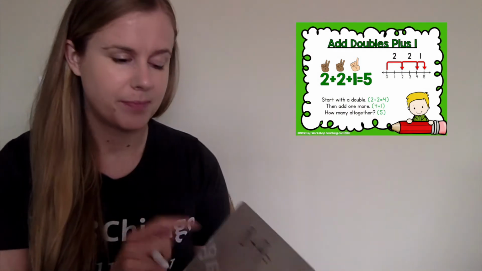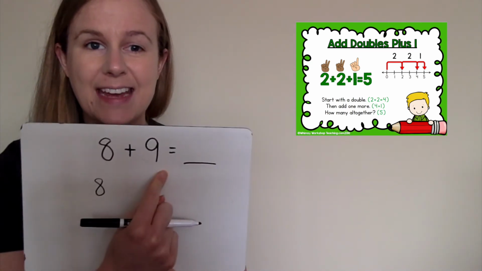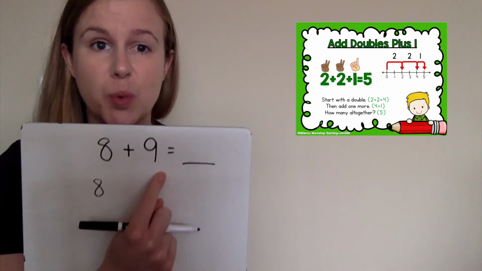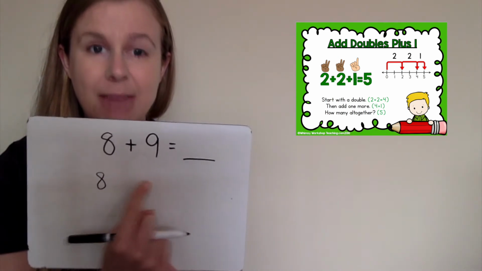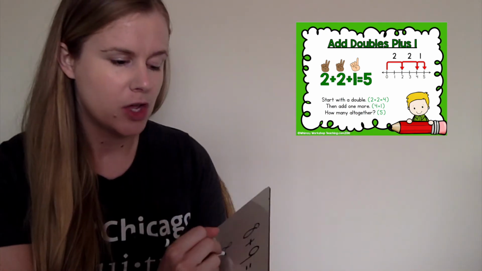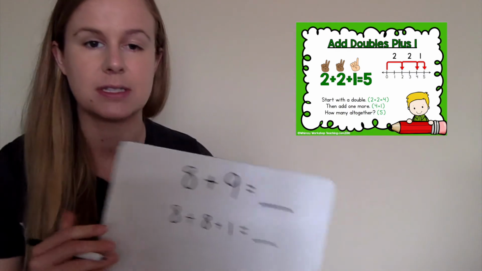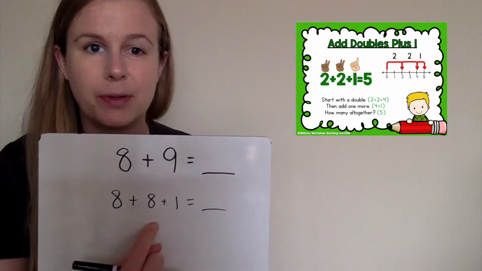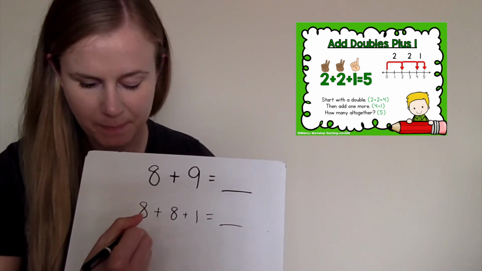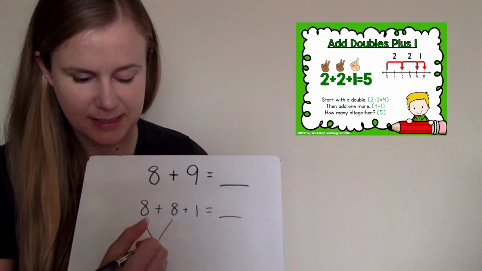That's 8. So I write 8 again, and then I turn 9 into 8 plus 1, because 9 is 1 more than 8. 8 plus 1 equals 9. So I'll put 8 plus 8 plus 1 equals blank. Now I start with a double. That's 8 and 8. 8 plus 8 equals 16.